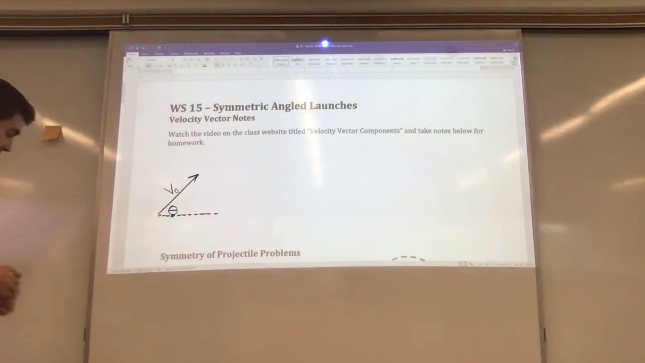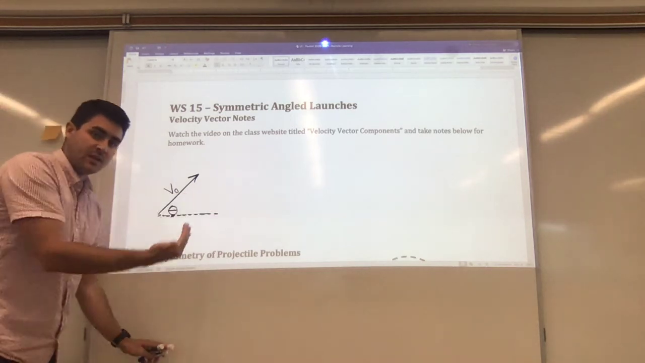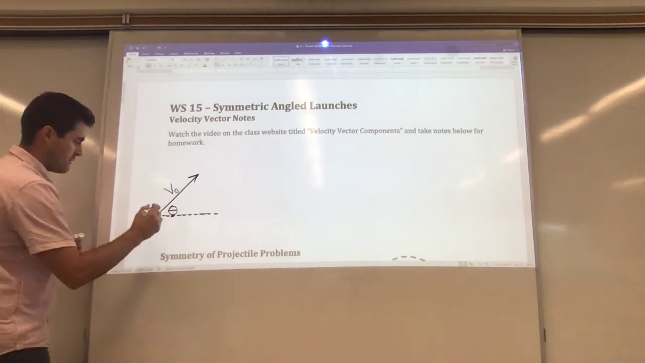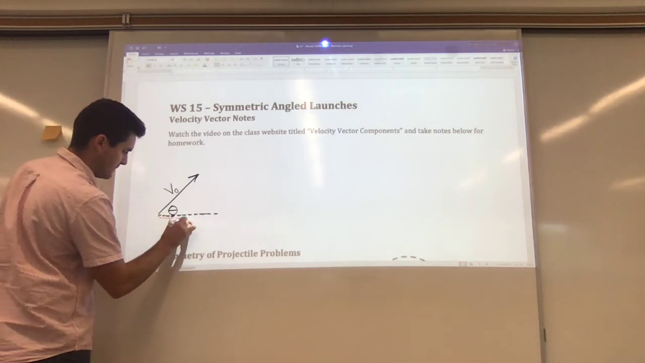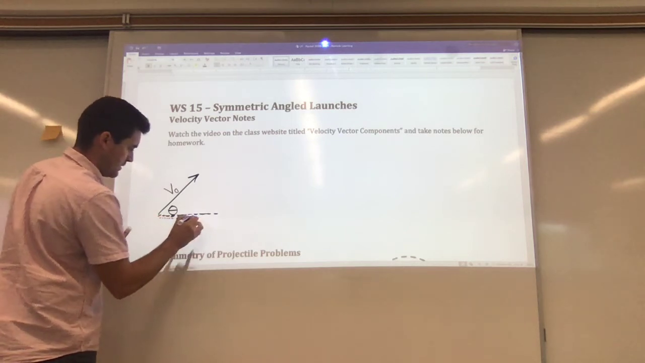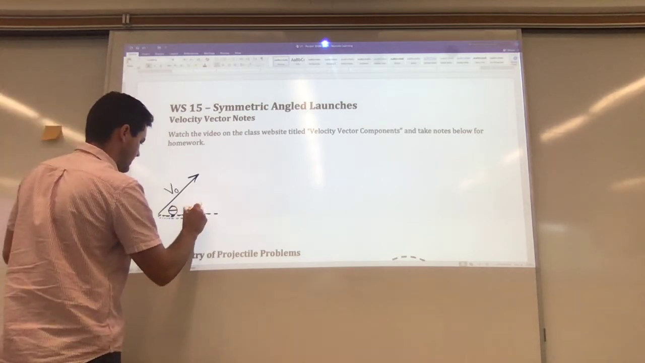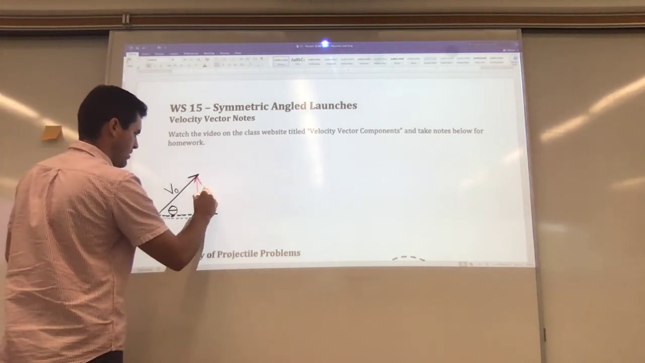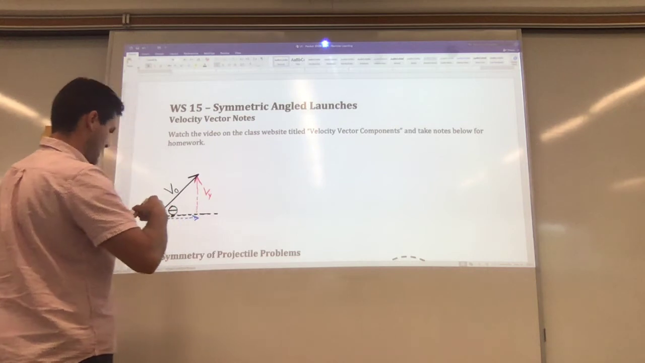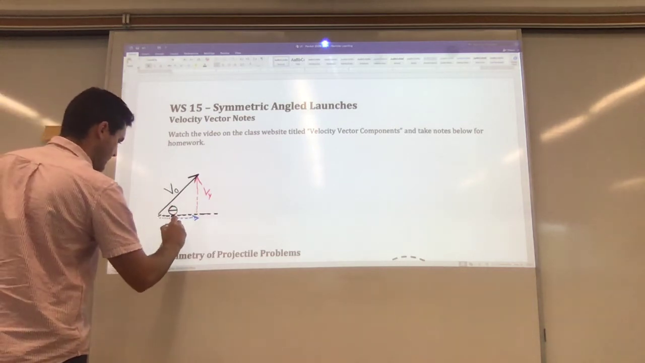Now my initial velocity is both in the x direction and in the y direction. You can see that right here. Here is my x component of the velocity, and here is my y component of this velocity. I'm going to call this Vy, and I'm going to call this right here Vx.